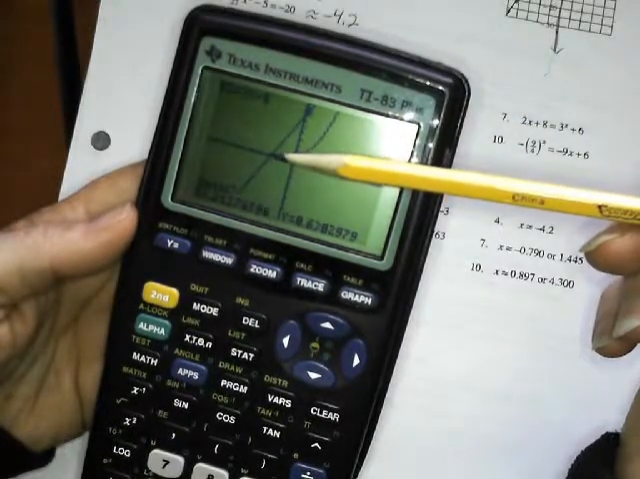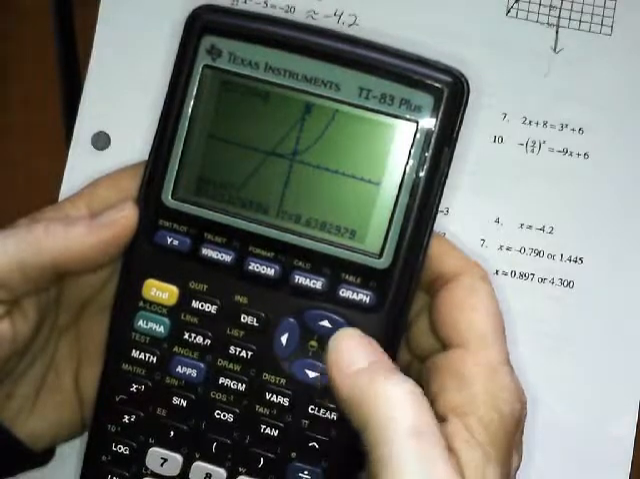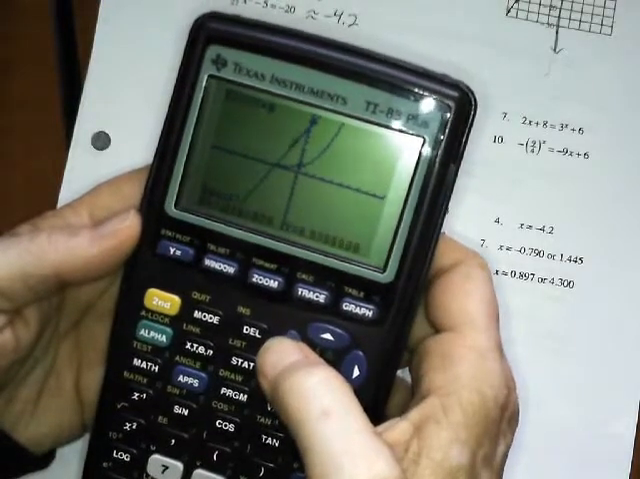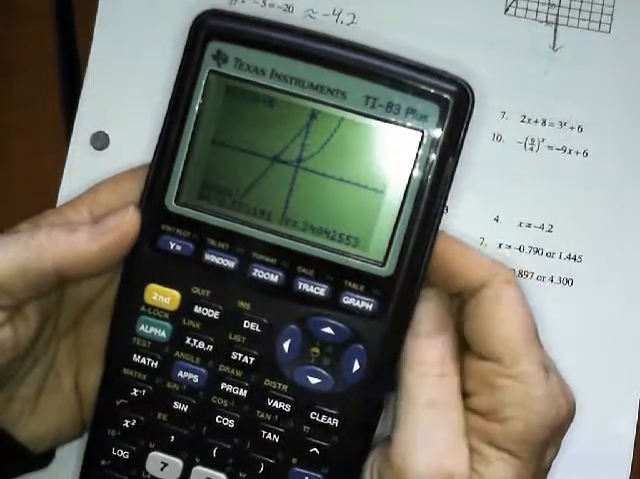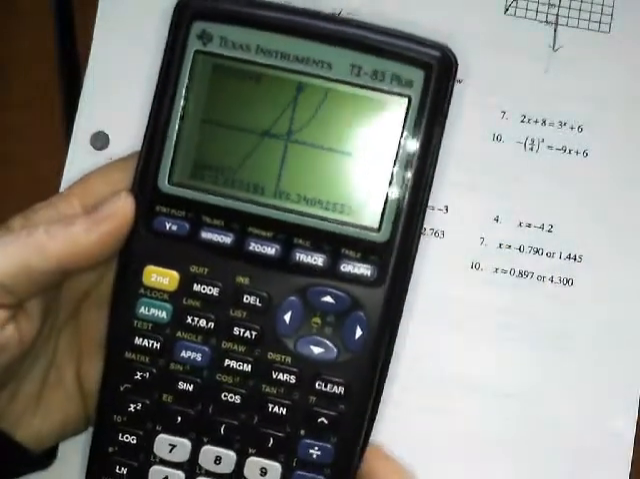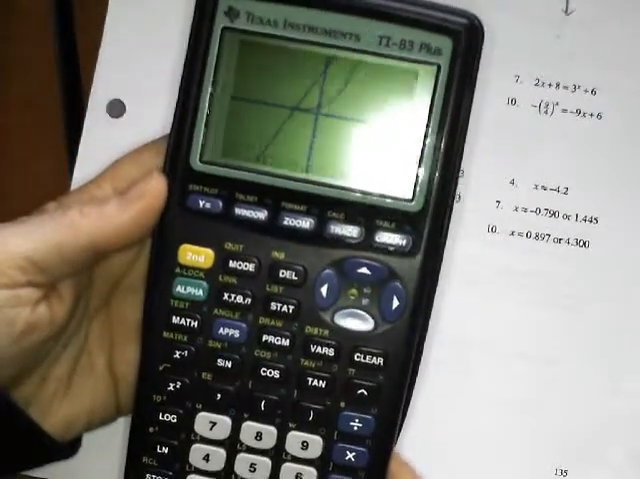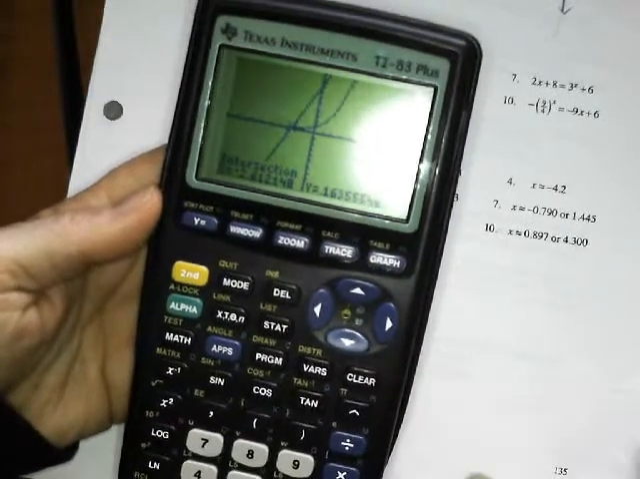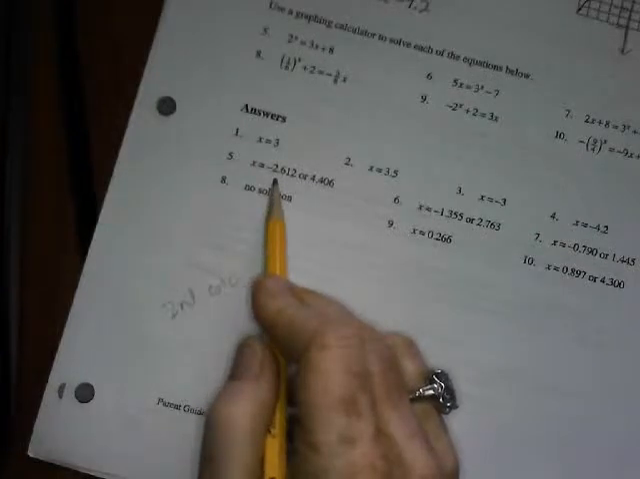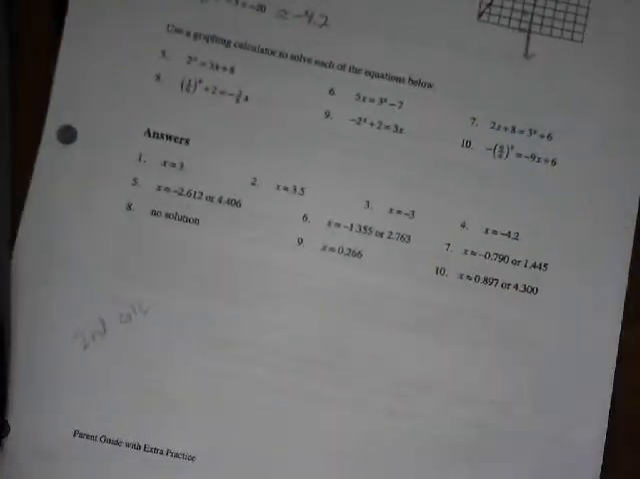I'm gonna scroll down here. Whoa. And now that I'm really close to that intersection, it knows that that's the one I'm talking about. And I'm going to push enter. And the intersection is at negative 2.61. Well, guess what? That's what it says right here, too. Okay, hopefully I can get to the other one, 4.4.